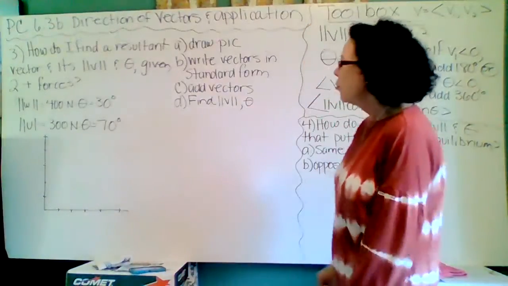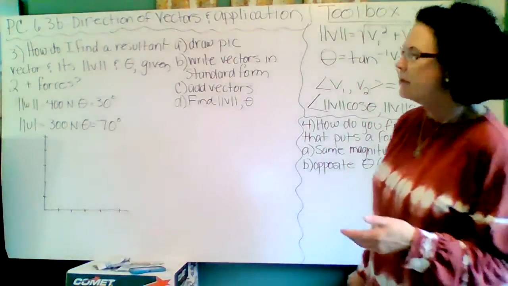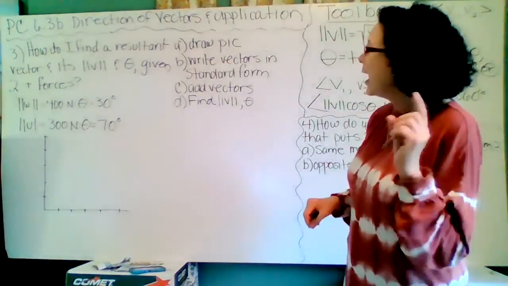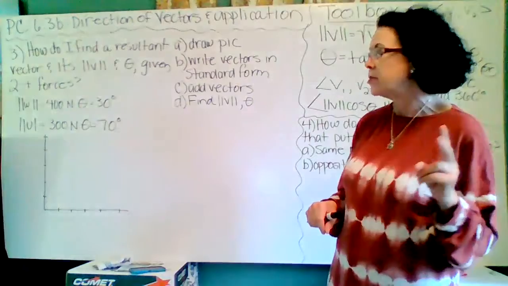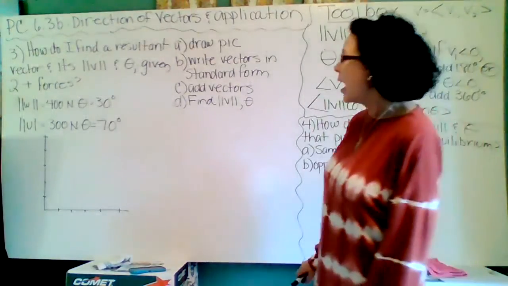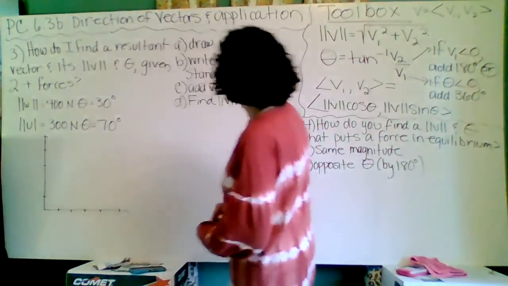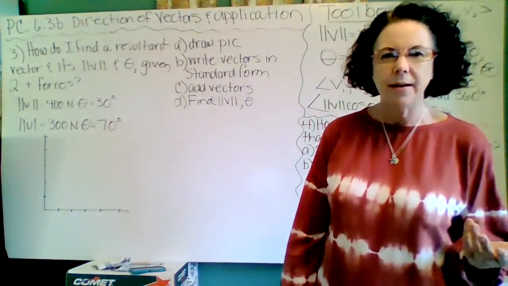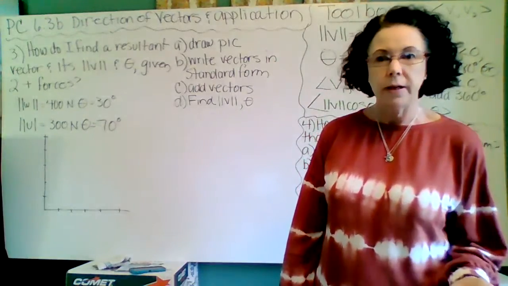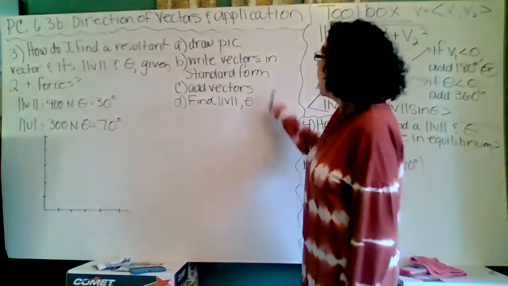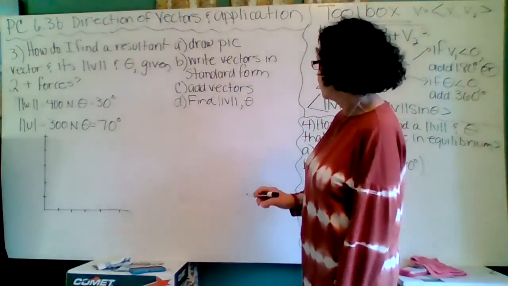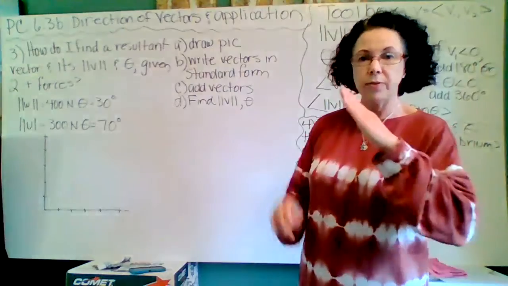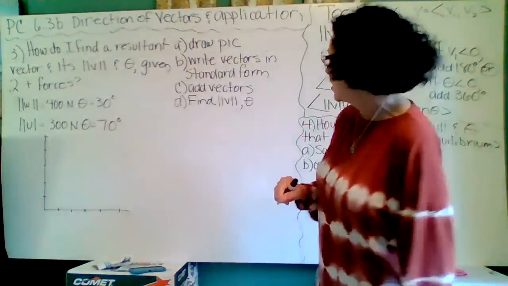Welcome back. So problem number 3, how do I find a resultant vector? Remember we drew some with dashed lines in 6.3 and its magnitude and direction given 2 or more forces. So I have a vector W here and a vector U. We are going to draw a picture. You don't really need to, but it's kind of nice to see your resultant vector is actually accurate. We are going to write these vectors in standard form, which is component form.